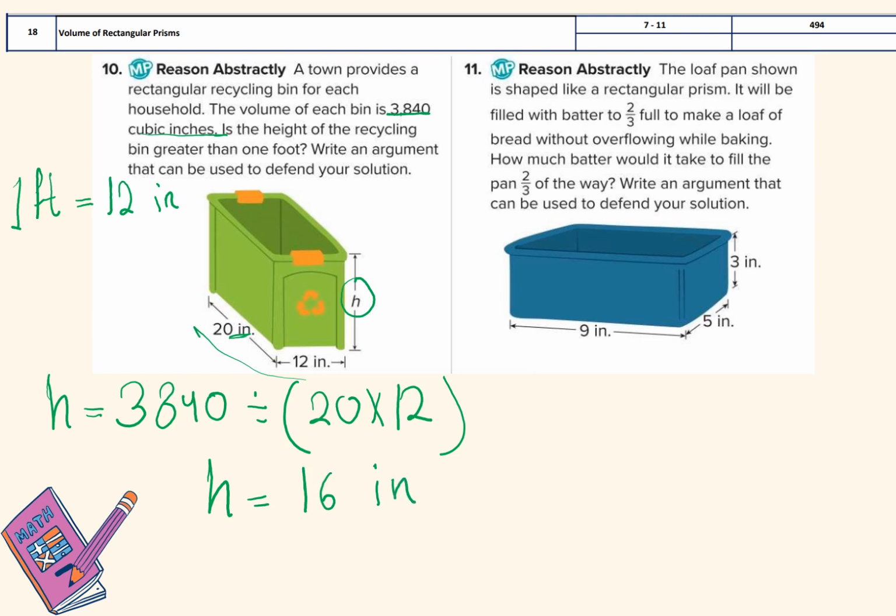Now the question is, is it greater? Is the height greater than 12 inches? Well, clearly yes. 16 is greater than 12. That means the height is greater than 1 foot.